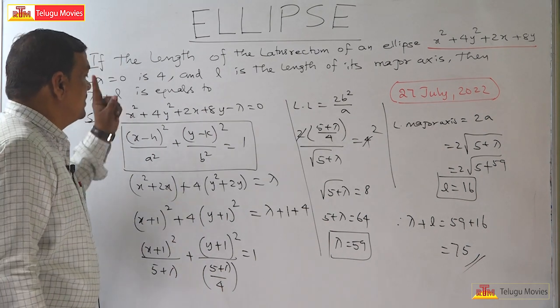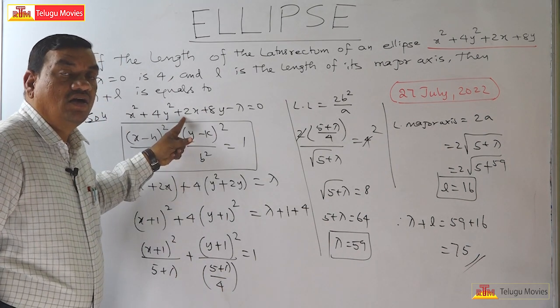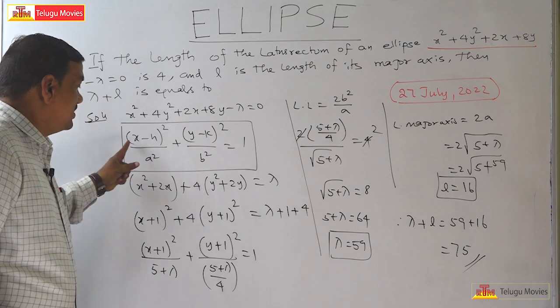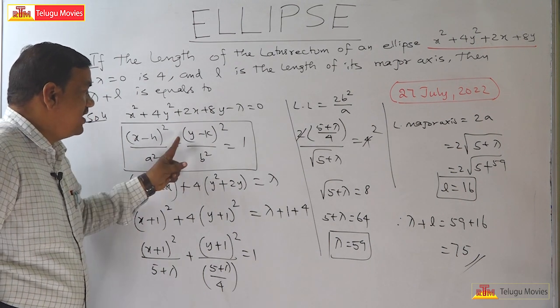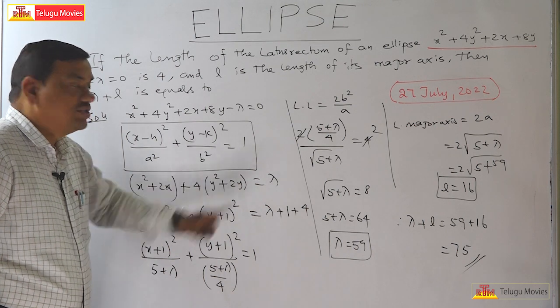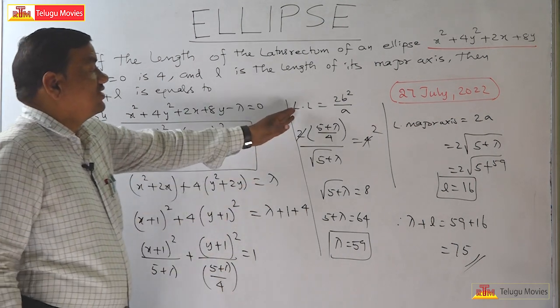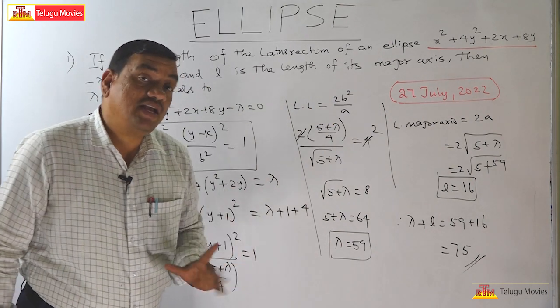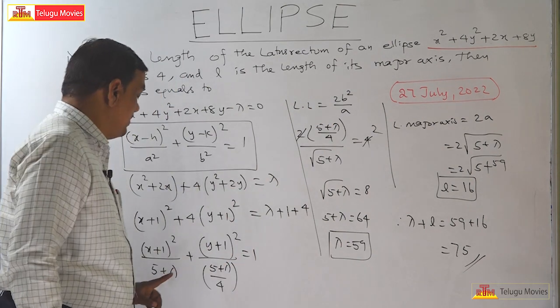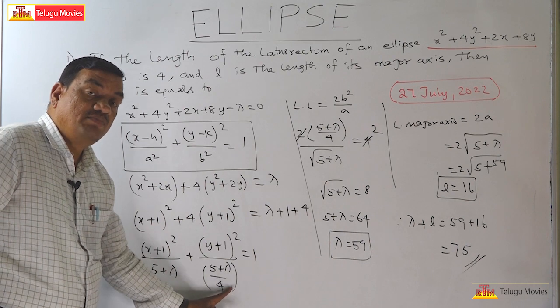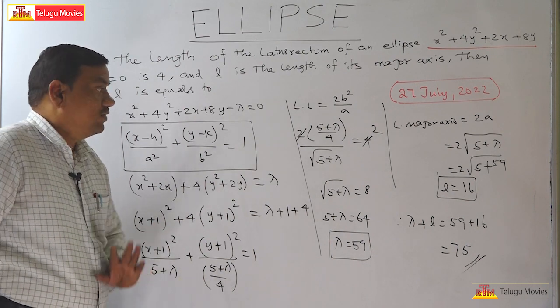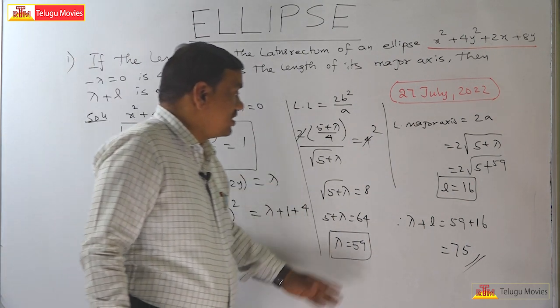The only thing is, given this second degree non-homogeneous equation, convert this into the form x minus h whole square by a square plus y minus k whole square by b square is equal to 1. And so we converted this. So the length of the latus rectum is 2b square by a. You have to take that, don't take 2a square by b. Why? Because here a square is greater than b square and a is greater than b. Okay? So from this we got the lambda value.